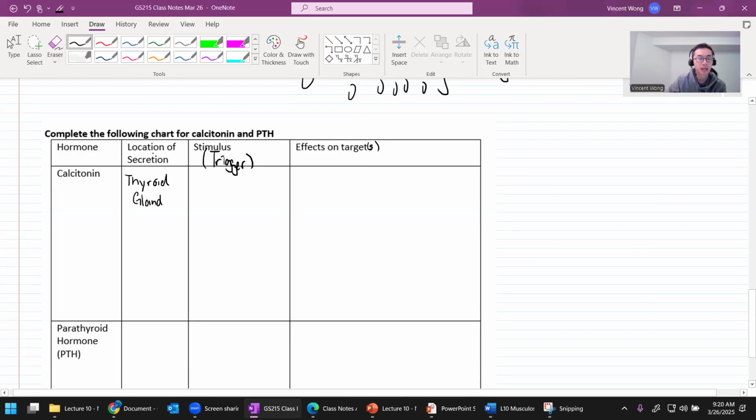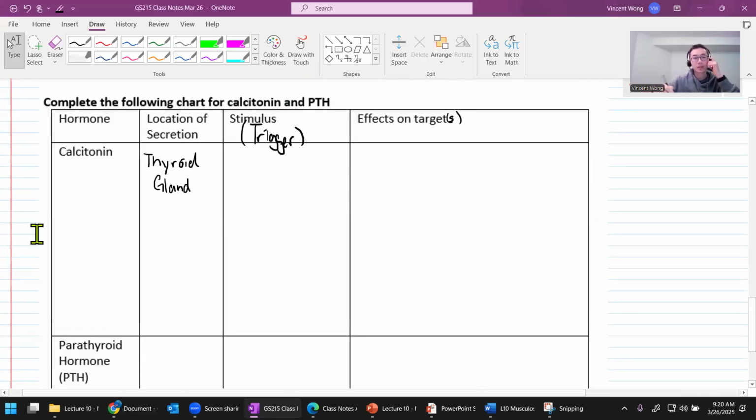And like I said, I'm not exaggerating. We're going to be learning more than 20 hormones between now and the end of the course. So you need to have a chart to organize them, to practice writing it, and to memorize it. Otherwise the final test is going to be very challenging for you.